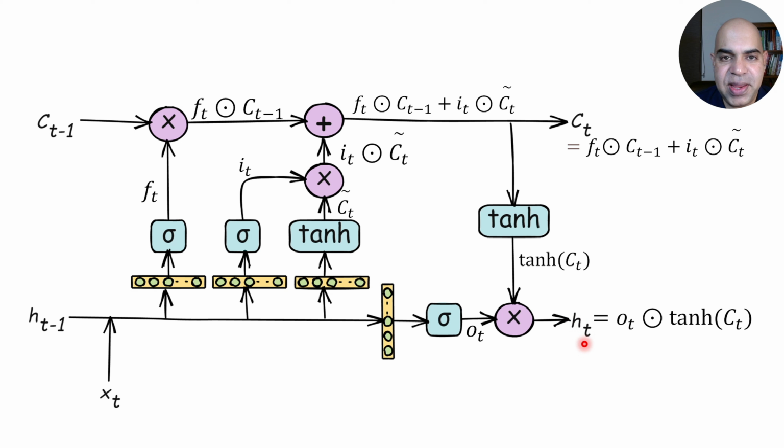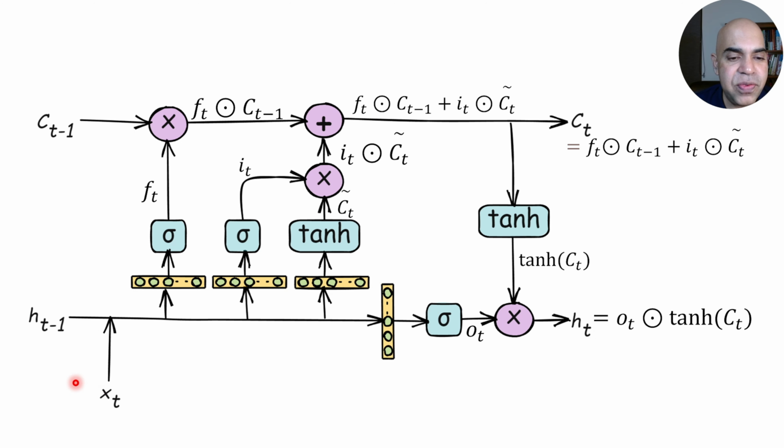This C sub t minus 1 is the previous cell state. Therefore, the length of C sub t and the length of C sub t minus 1 are the same. Similarly, H sub t is the latest hidden state, for the current input. For the previous input, the hidden state was H sub t minus 1. So the length of H sub t and the length of H sub t minus 1 are the same.